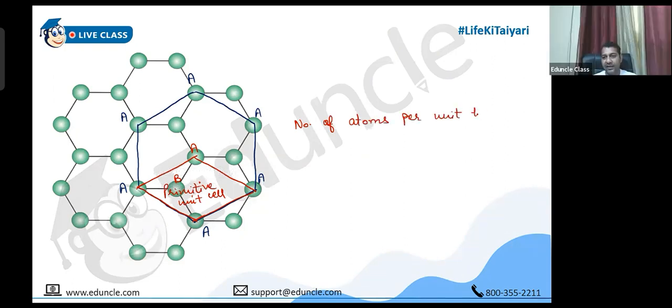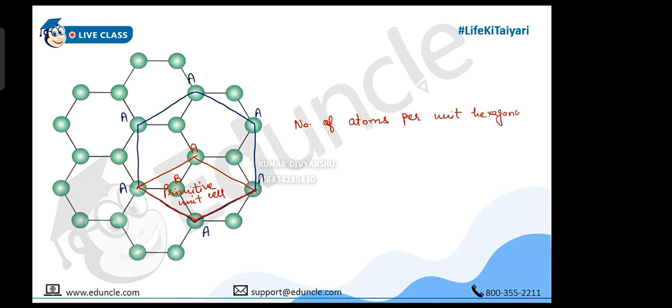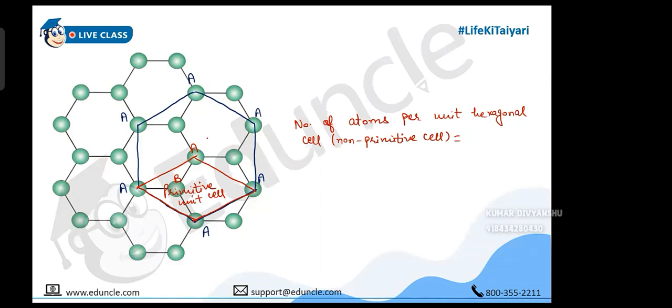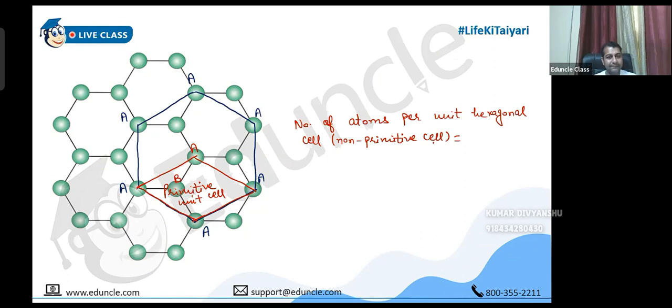Number of atoms per unit hexagonal cell. Can I write per unit hexagonal cell? 6. Because we are considering two unit cells, non-primitive and primitive. So number of atoms per unit hexagonal cell, that is the non-primitive cell. Let us first calculate the number of total atoms present in the non-primitive, that is the hexagonal cell. So how many atoms are there? These four totally belong to this unit cell. And what is the contribution of these other atoms? There are six of them, 1 by 6 each.